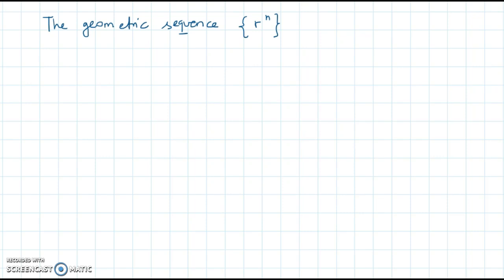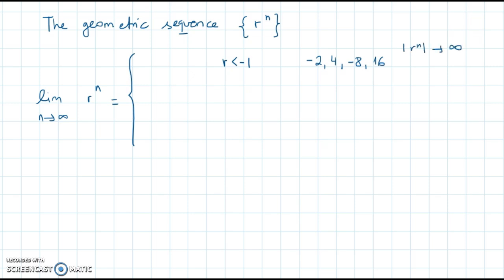Another tool we are going to need is the behavior of the geometric sequence r to the power of n. So we want to see what happens as n approaches infinity with this sequence, and well, this depends on what kind of value for r we are considering. For instance, if we are considering a value for r that is less than -1, for instance, let's say -2, then as we consider consecutive terms, we're going to have -2, 4, -8, 16. So what's going to be happening is that in absolute value, the terms of the sequence are going to be getting bigger and bigger, so approaching infinity, we can say. But they also are going to be alternating sign.